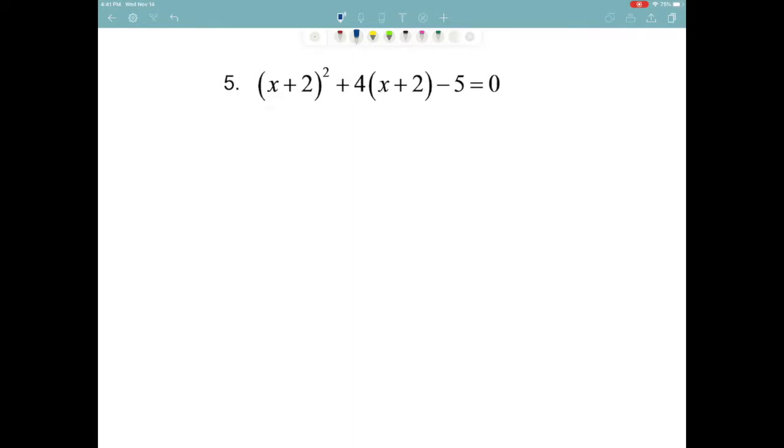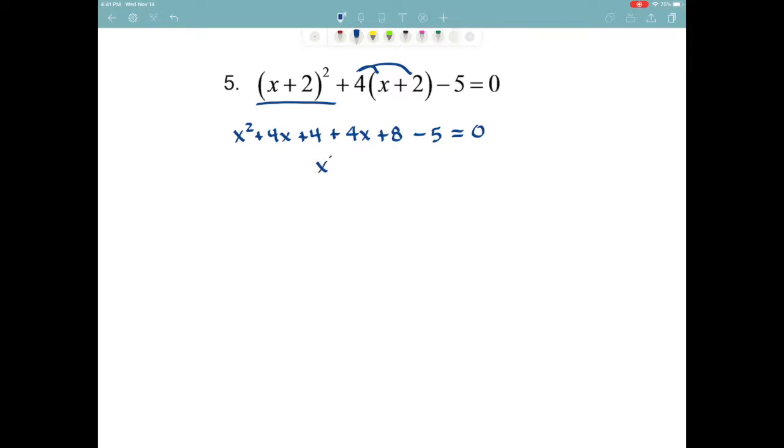One thing you could do is simplify the left side, and what I mean by that is multiplying out the x plus 2 times the x plus 2, which would be x squared plus 4x plus 4. Distribute the 4 through our middle quantity, so we'll have plus 4x plus 8, and then minus 5 equals 0.